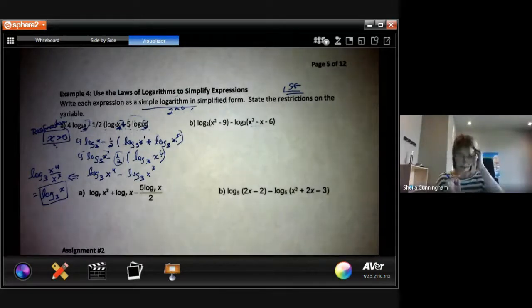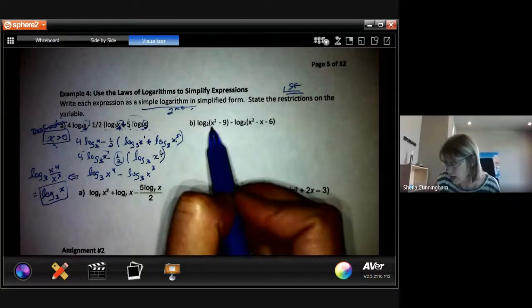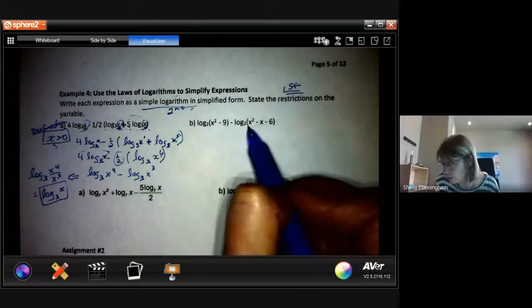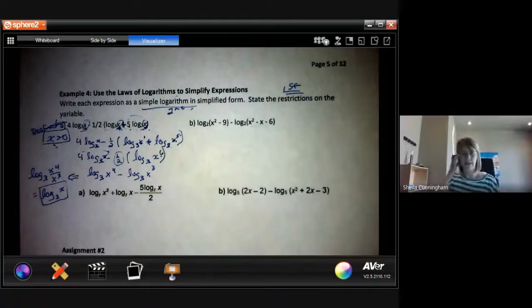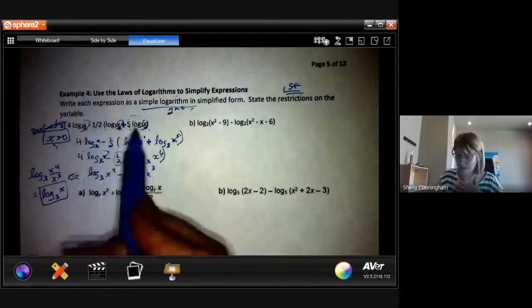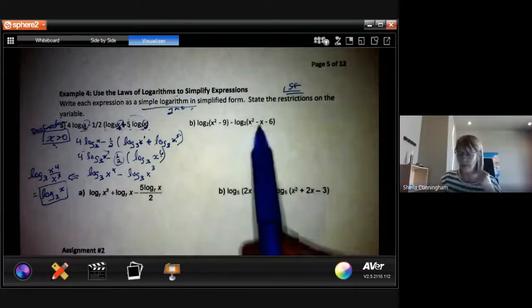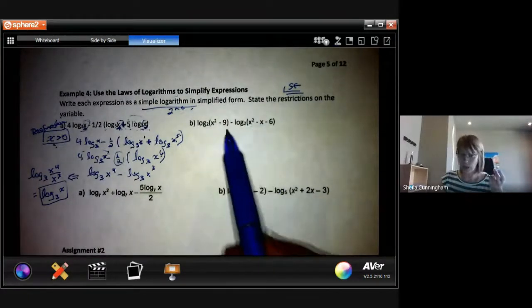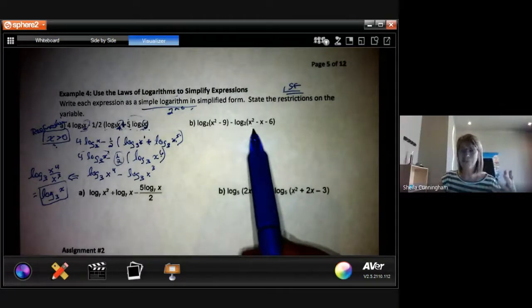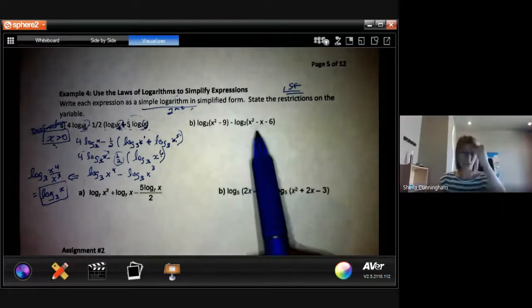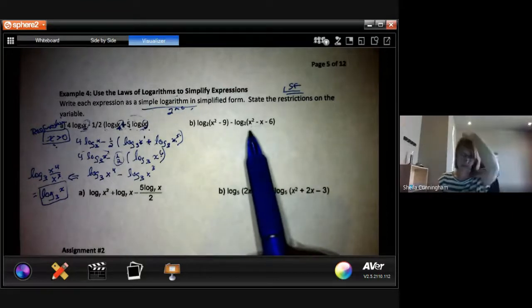Okay, so let's look at the next one, because it's a little bit different than what we're used to seeing. Now when we look at our log, we've got x squared minus 9, and in the other log, we have x squared minus x minus 6. So in these instances, our logs are a little more complex than just a basic x. Now we're going to end up with 2 different restrictions here, so we have to clean it up to figure out the overall restriction we're working with.